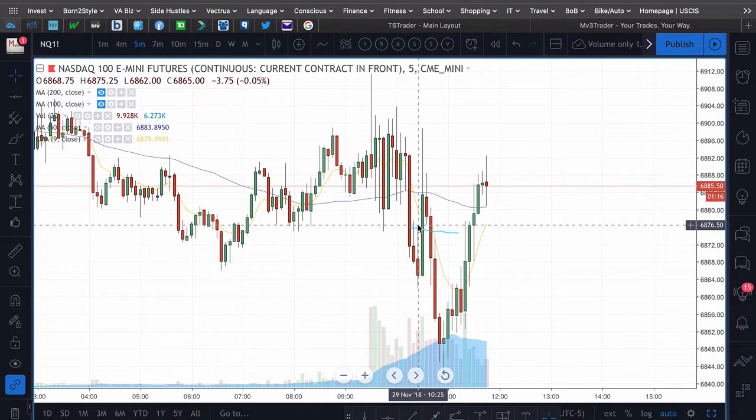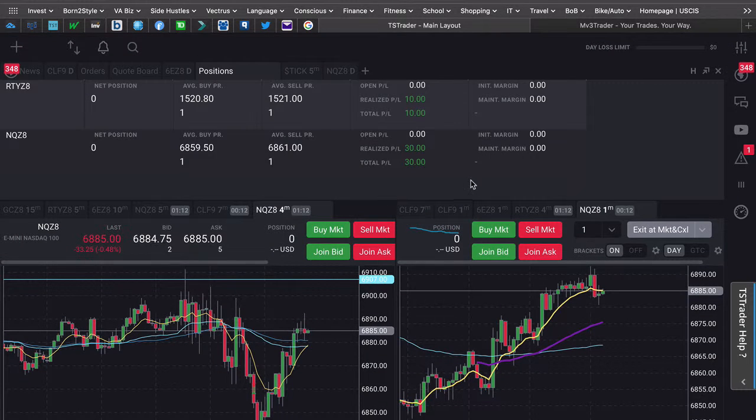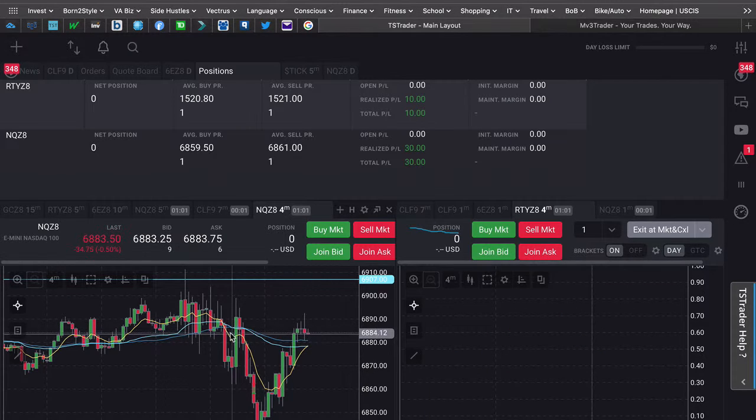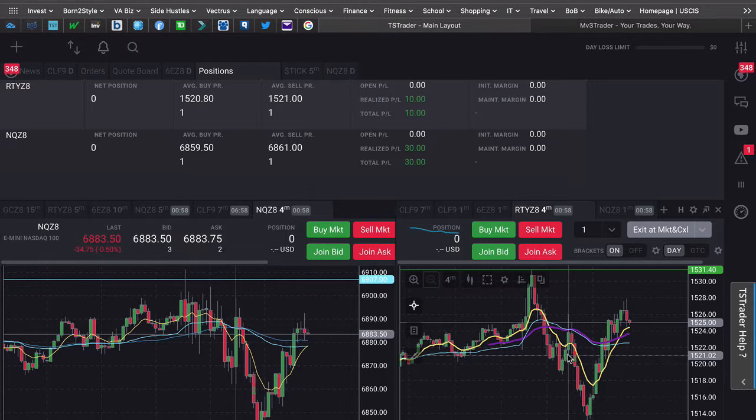Matter of fact, let's go over to TS Trader. So I ended up taking a trade there on the Russell. I was thinking to go in on the Nasdaq, but I was on the wrong charts and placed the order on the Russell, and I got filled before I noticed what I did. I realized it was the wrong contract, so I tried to cancel it, but I got filled right before I hit the cancel button.